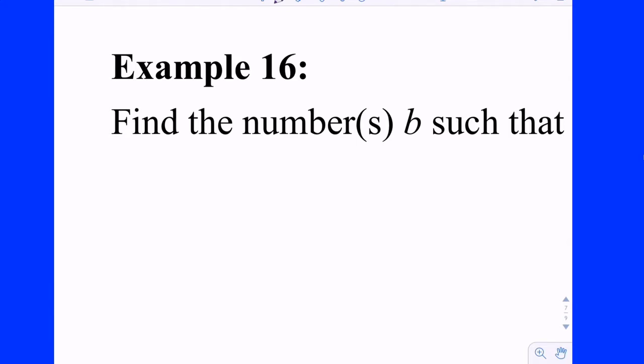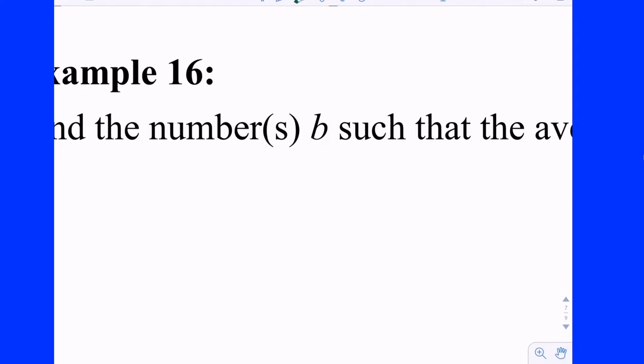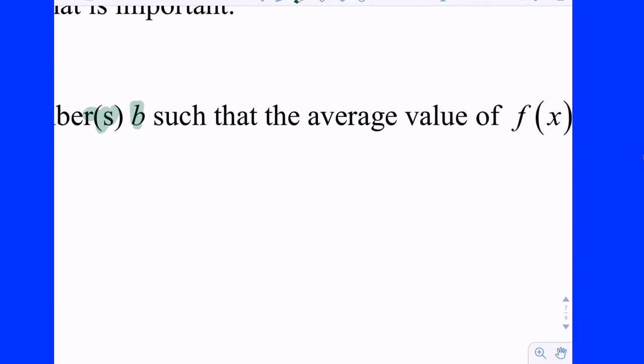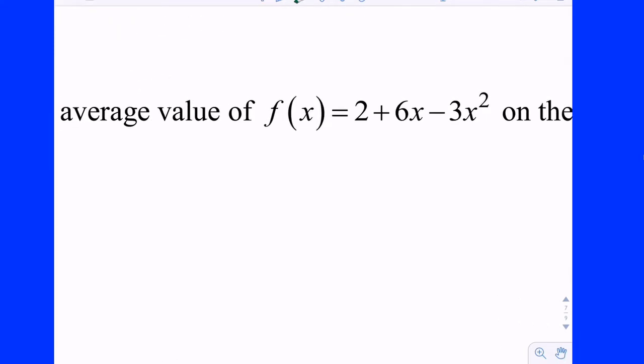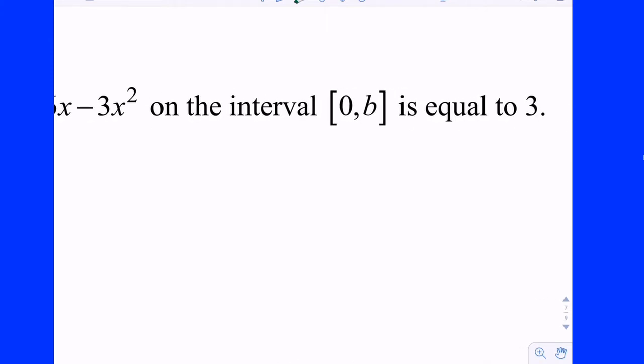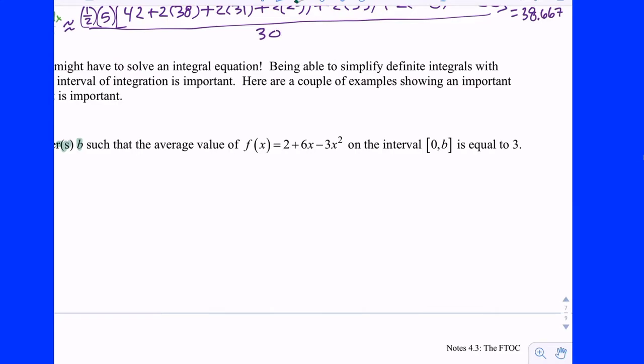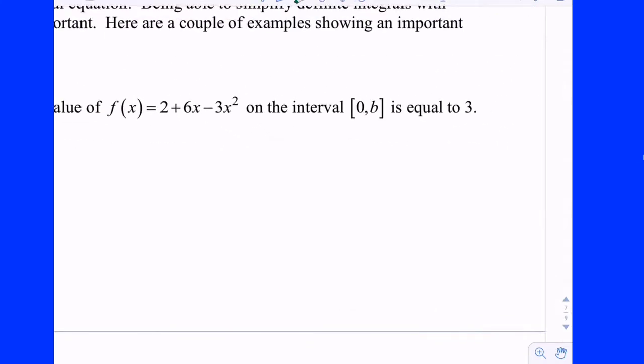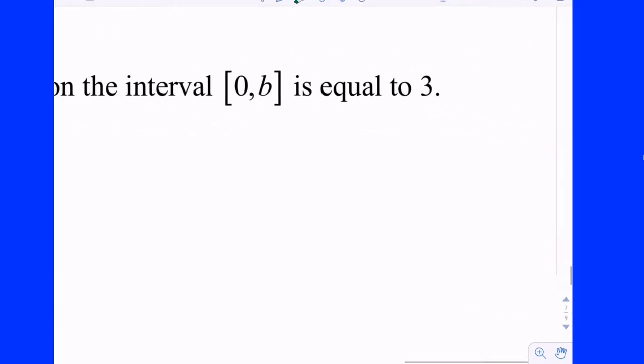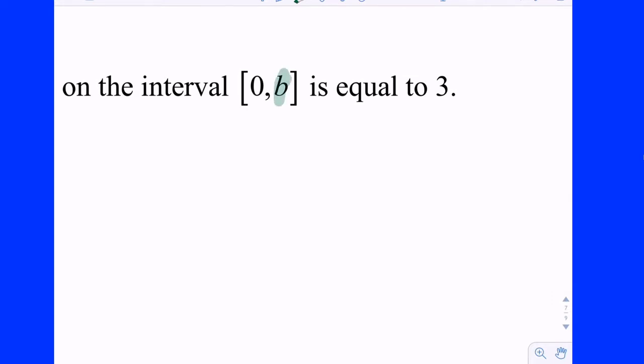Example 16. Find the number or numbers. Ooh, look at that. Foreshadowing. There might be more than one, or two, or three. We're calling the numbers b. There might be more than one b, but we're going to find them such that the average value of this function on the interval from 0 to b is equal to 3. Find the number b such that the average value of that quadratic on the interval from 0 to b is equal to 3.